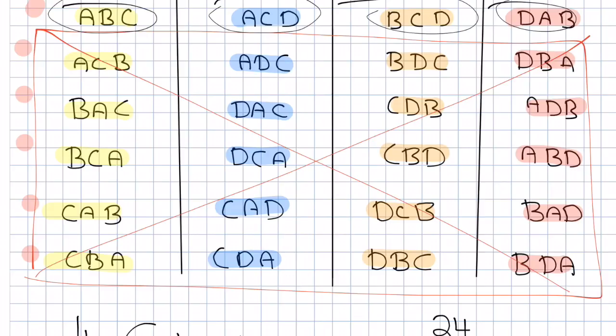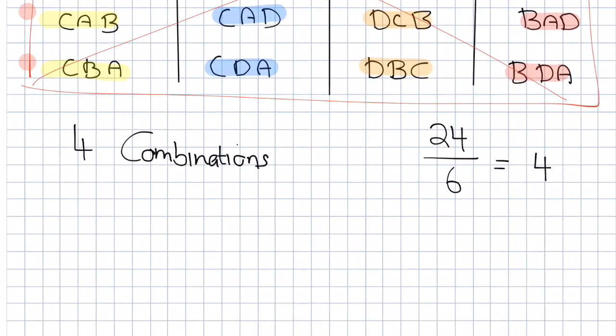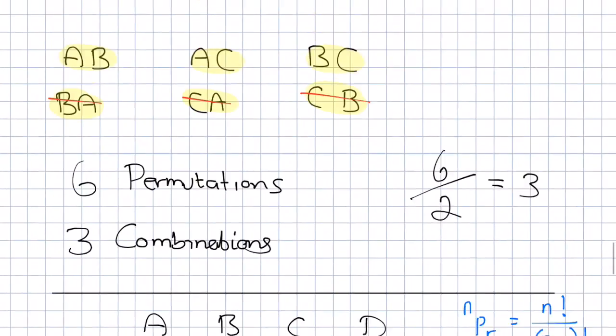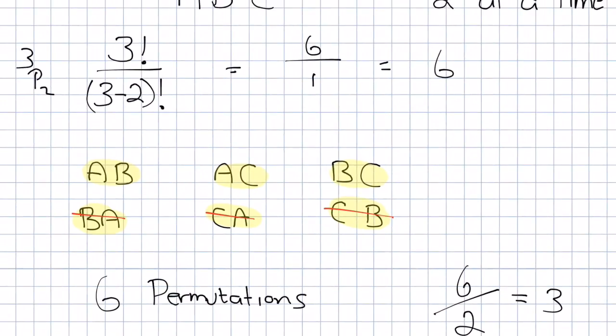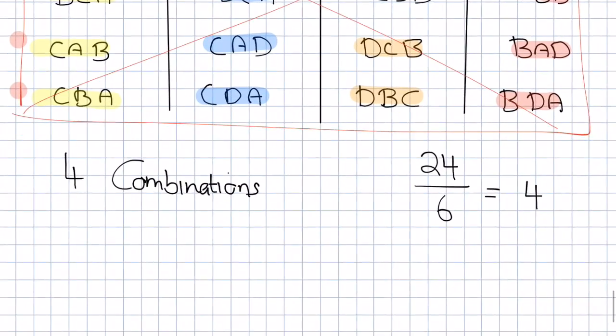I just have to look at one of them. So for each of those lists, there are 6 times less than there actually are. So even though there are 24 permutations, there are 6 times less combinations. So that gives us 24 divided by 6, which is 4. If we go back up here, we had 6 permutations, but there were 2 times less combinations because every permutation was doubled up. So how do we figure out a formula for working these out?